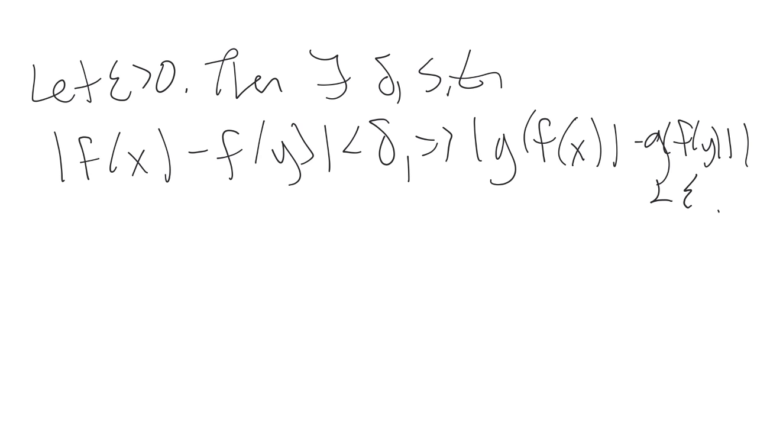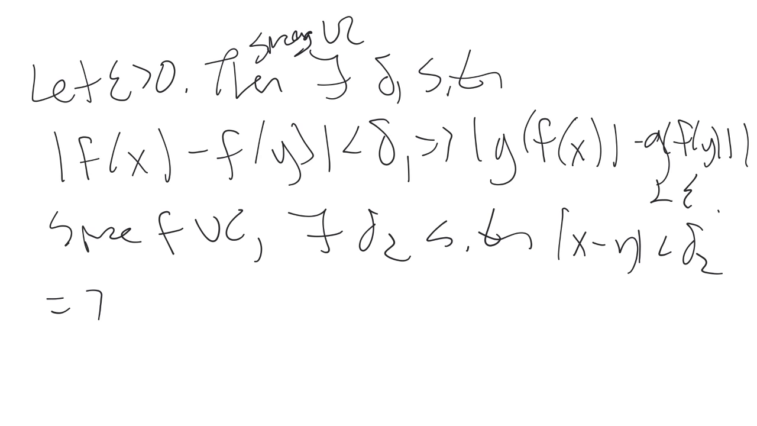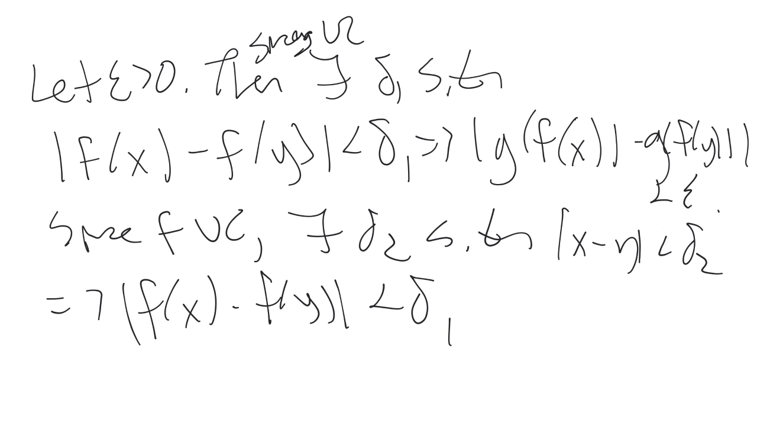Okay, then this is because g is UC. And then since f is UC, there exists delta 2 such that x minus y less than delta 2 makes f of x minus f of y as small as we want, including less than delta 1. So the point is, choose delta equal to delta 2 and the conclusion follows. I don't have room for that.